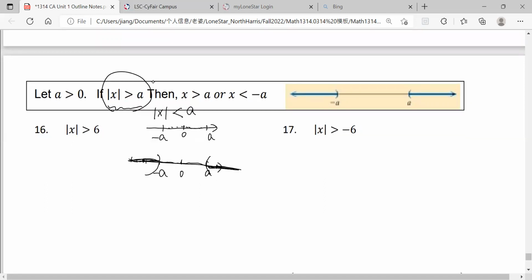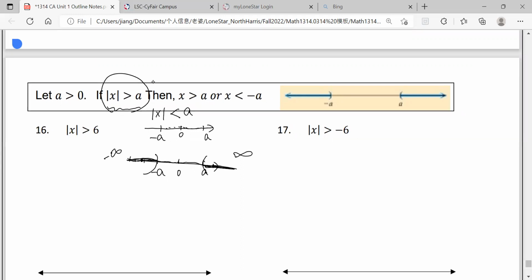Okay, the smallest number is -infinity, the greatest number is infinity. So for interval notation, I could write -infinity to -a with a parenthesis because -a is not included, and union a to positive infinity, because I can only choose a point here and here.